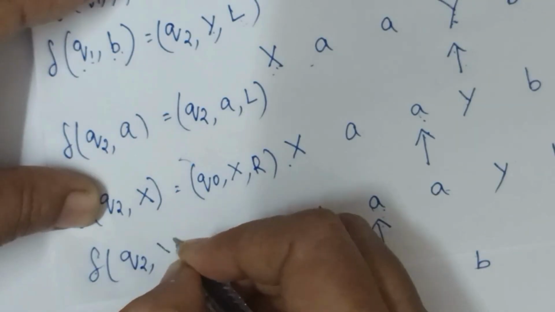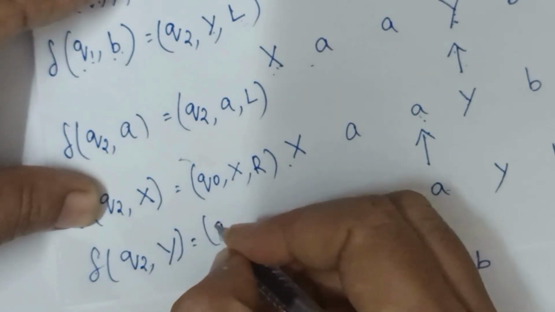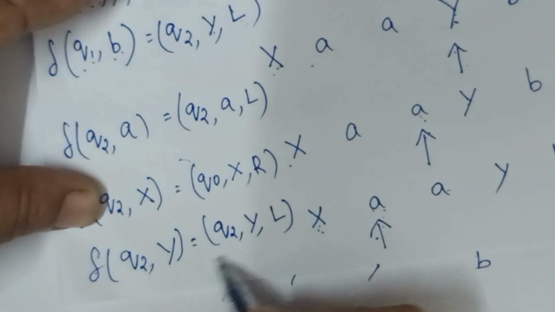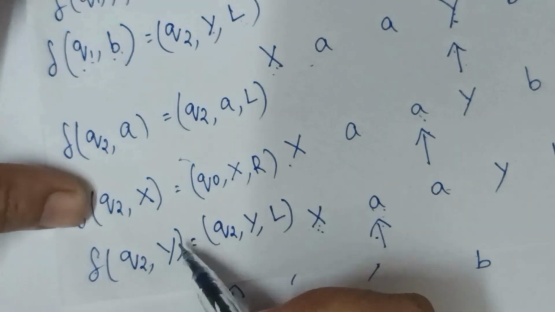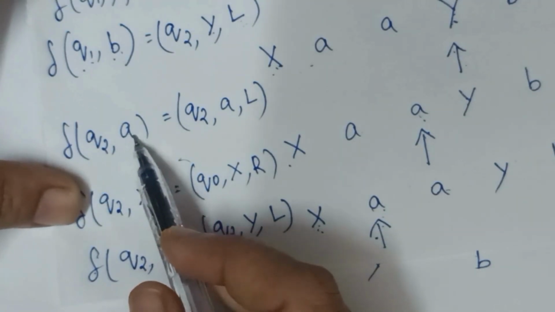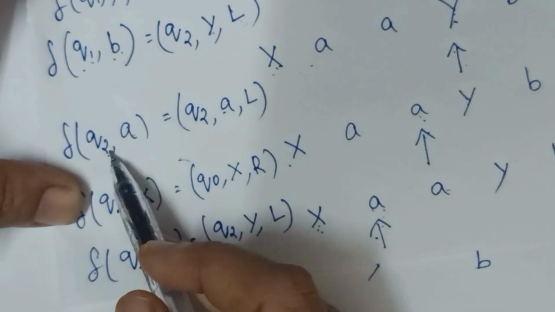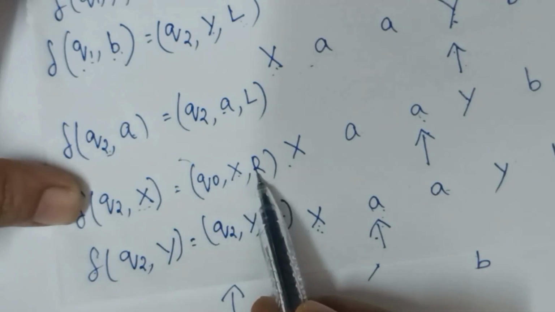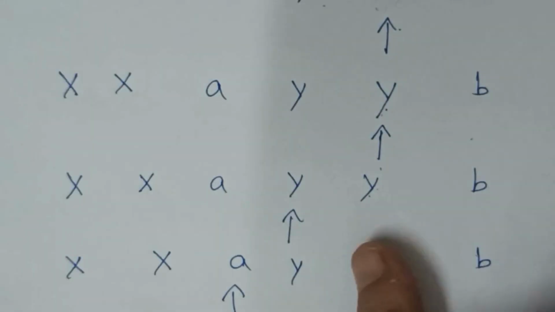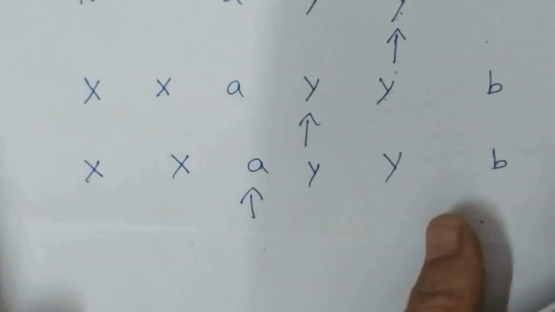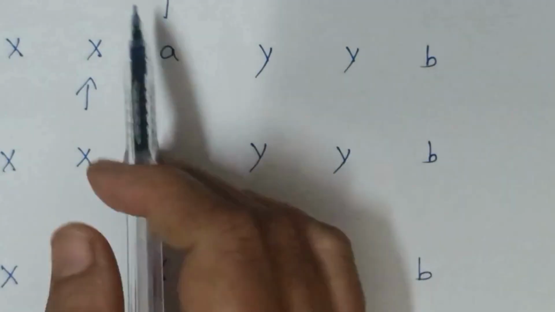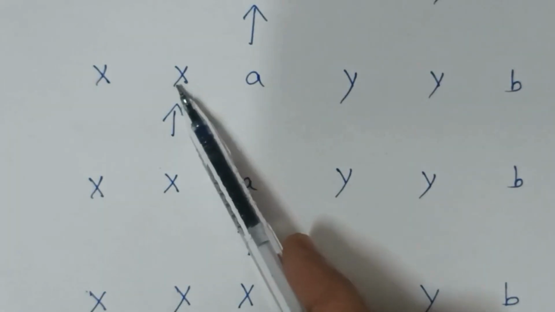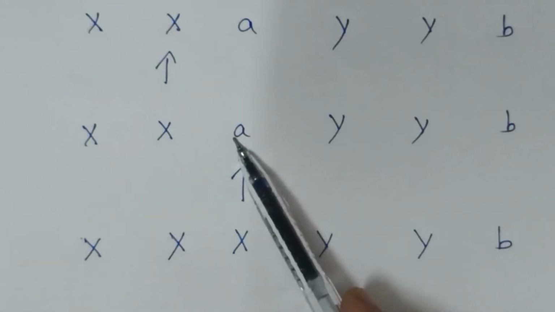Q2 Y, read Y, write Y and move to left. Same Y's will be read and written, moving to left. Q2, we will get A's, read A, write A and move to left. Finally, we will reach X. So read X, write X and go to the state Q0. So like that it will happen. Q2 A, read A, write A, move to left. Q2 X, read X, write X, move to right.